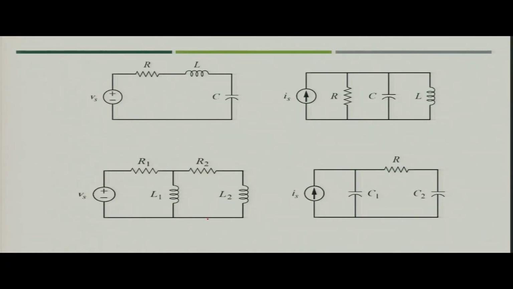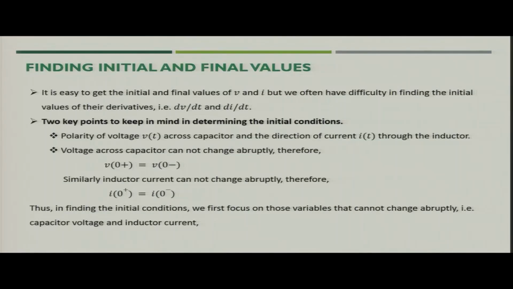You will see that this series RLC circuit is a second order circuit, and the parallel RLC circuit is also a second order circuit. Now, if you have two inductors and you cannot simplify the circuit and represent it as a single inductor, then it can also be considered a second order circuit. Similarly, if we have two capacitors that cannot be clubbed to represent a single equivalent capacitor, in that case also the circuit is considered a second order circuit.